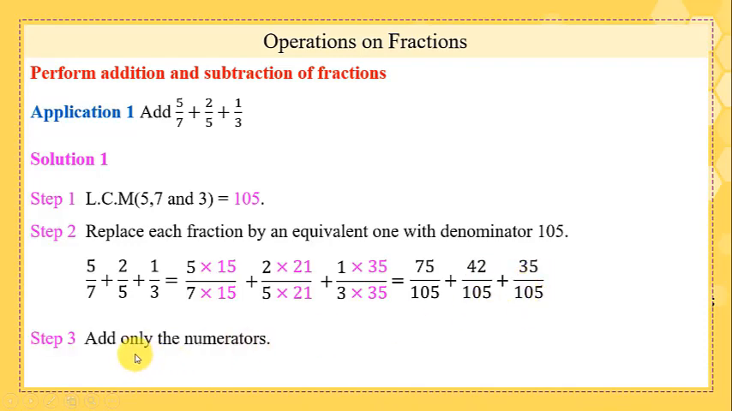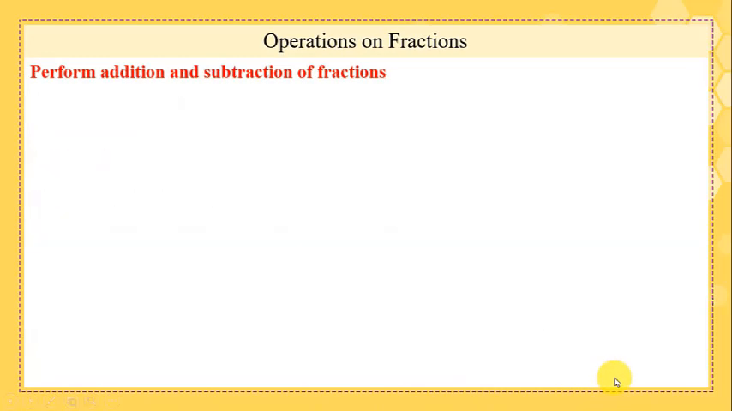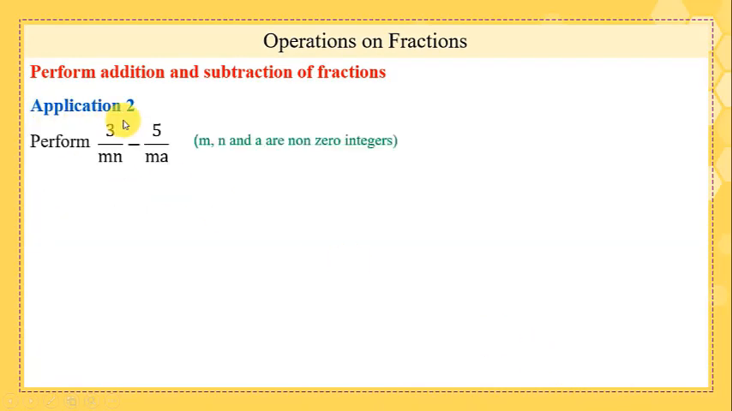Now step 3, add only the numerators. So 75 plus 42 plus 35 over 105 is equal to 152 over 105. Let's see application number 2.